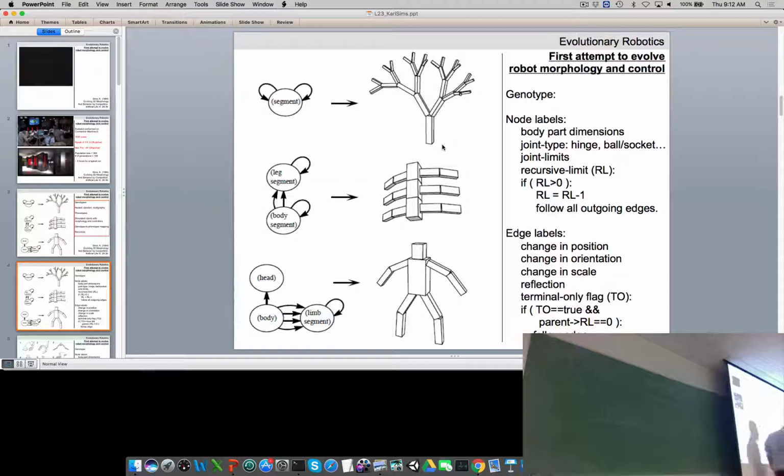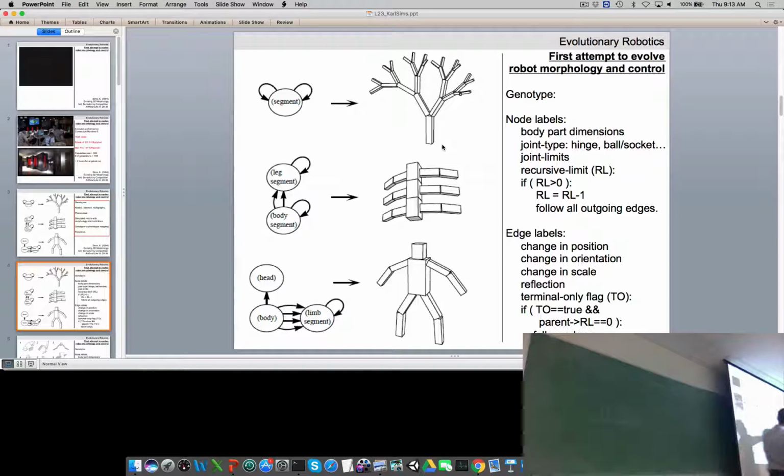Let's talk about recursive limit here. So if we are starting by visiting this node, constructing an object, following its outgoing edges and arriving at other nodes, if we have self-edges like this, if we have no recursive limit, what's going to happen? It'll draw a tree with, in the top case, an infinite number of twigs. It'd be pretty hard to simulate in a physics engine. So we need to place an integer inside each node, and every time that node is visited, we decrement that integer by one, and when that integer gets to zero, if we visit that node and RL equals zero, we stop. So it's like setting the depth limit on a genetic program tree. Absolutely, right? We're setting a depth limit.